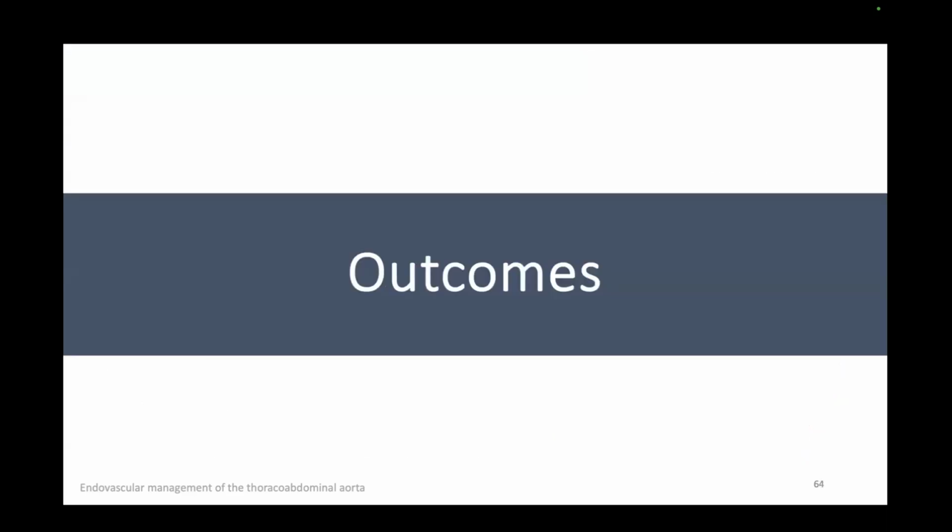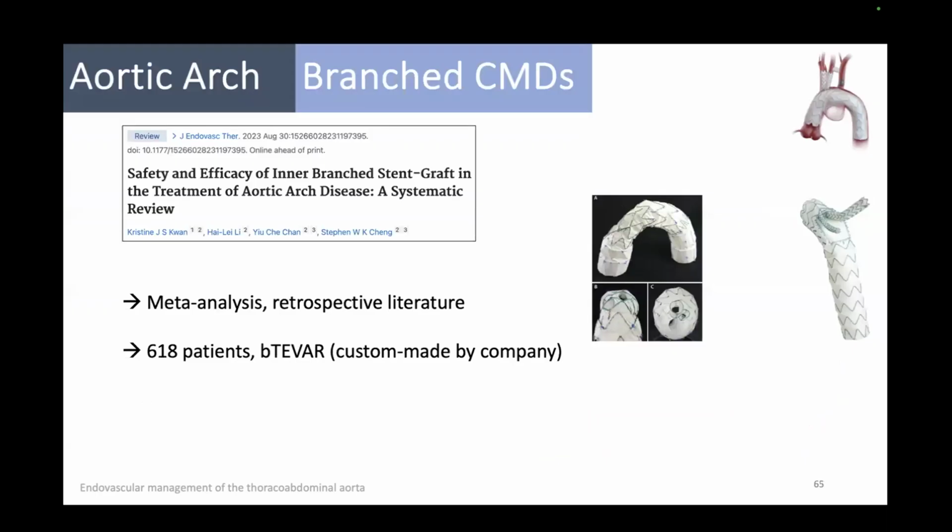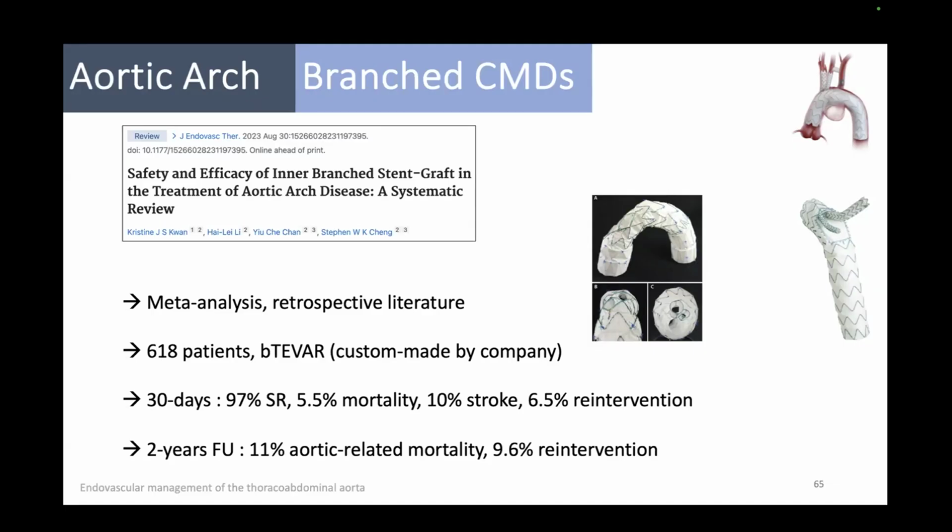Regarding the outcomes of endosurgery versus open, we're going to go a bit quicker on this. For the branched endografts of the arch, there's a meta-analysis that has been published lately on 618 patients, from, I would say, the top guns of these surgeries who have published this specific series in Eastern Asia. 30 day mortality is 5.5%, 10% stroke, and 6.5% reintervention. So these are pretty significant numbers, but still it's not 30%, for example. And at 2 years, you have 11% aortic related mortality and 9.6% reintervention rate.